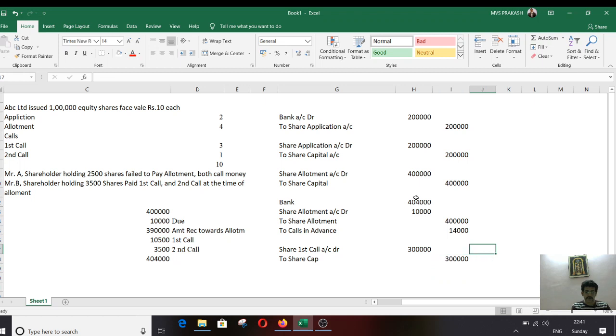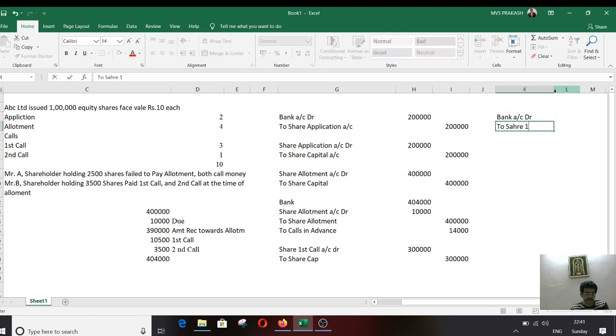Now let us pass the other entry here. Now what happens? Receivable is happening. You are getting money in the bank account. Bank account will be debited. And what account will be credited? Bank account you are going to debit, and you are going to credit share first call account. That's the entry which I need to pass. Entry is simple, but the calculation has to be done properly.